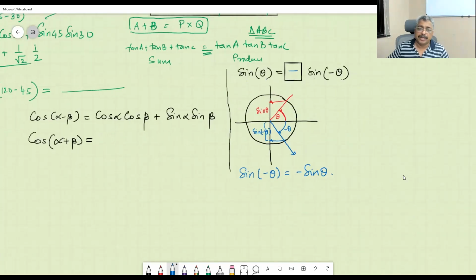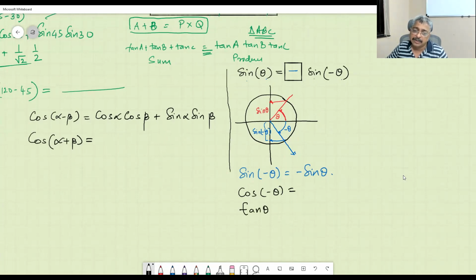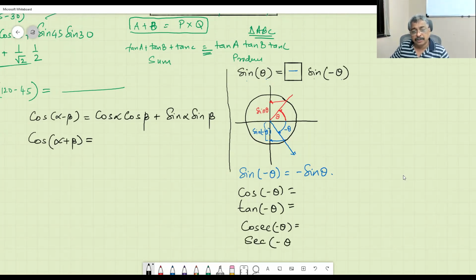Geometrically, we need to get these answers, and therefore a few more questions for you. Cos of opposite of theta is equal to, tan of opposite of theta is equal to, then cosec of opposite of theta is equal to, sec of opposite of theta is equal to, cot of opposite of theta is equal to. I will give you 1 minute to complete this.